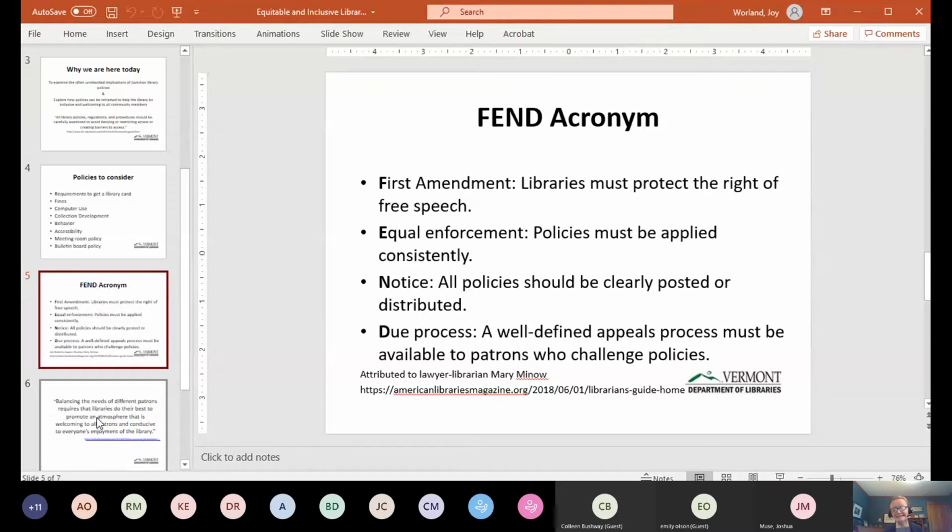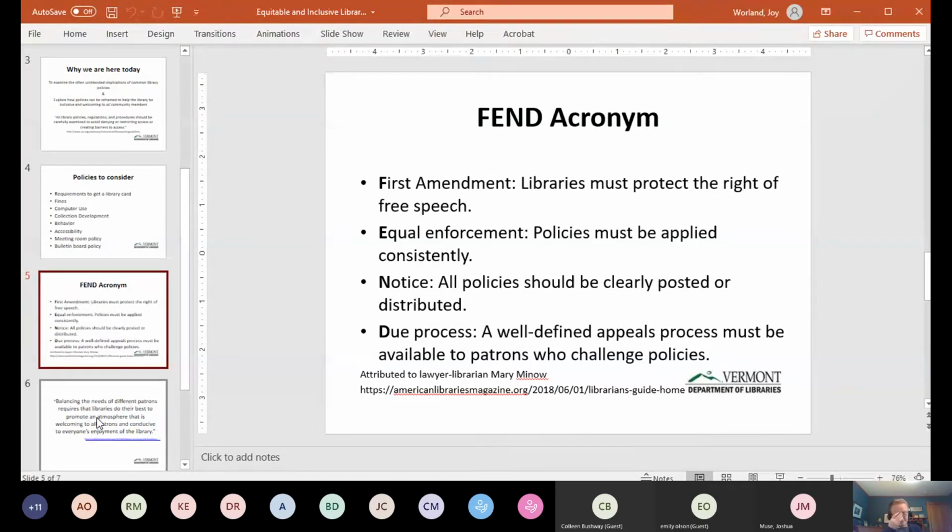If a person is not following the behavior because of a disability, they're a protected class, so just think about that. This slide is from a lawyer librarian who's worked a lot around issues like this, and these are the things that libraries should consider. And it makes a cute, convenient acronym, but the right of free speech, applying policies consistently.